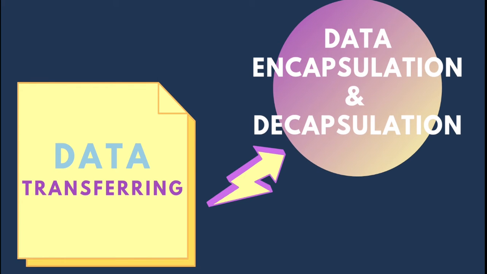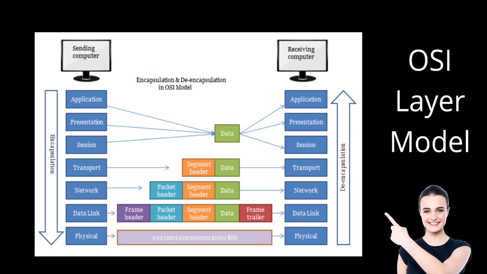Data transferring can be categorized into two parts, which are data encapsulation and decapsulation. According to the OSI layer model, there are 7 layers consisting of the physical layer, data link layer, network layer, transport layer, session layer, presentation layer, and application layer.